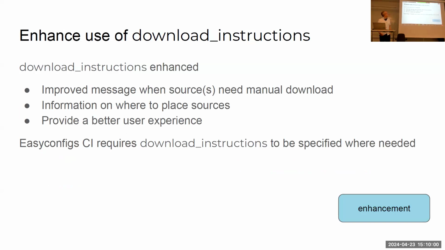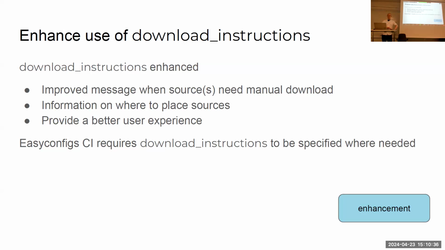One that is very, very dear to me is enhancing the use of download instructions. This is something that's actually already an EasyBuild feature. It's just there are about 5 easyconfigs that actually currently use it in EasyBuild 4. We all have been there. There is a bunch of software that you have to manually download because there is either no direct link, or you have to agree to terms of service, or you have to log into a vendor's website and download a file.